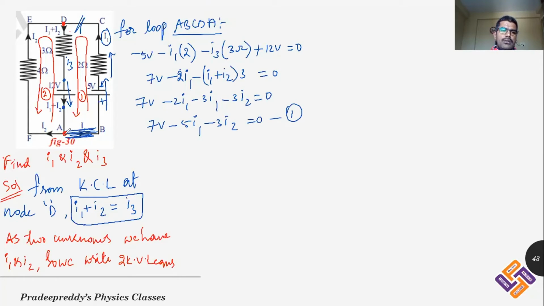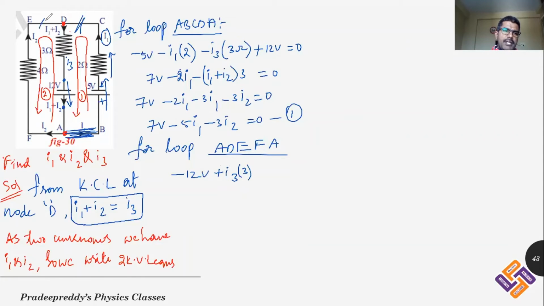Now again you take another loop, loop A, D, E, F, A. Start from here. You are going from A to D. That is from negative terminal to positive terminal of the battery of 12 volt. So minus 12 volt. Next, you are going in opposite direction to that of resistor R3. So it is plus I3 into 3 ohm.